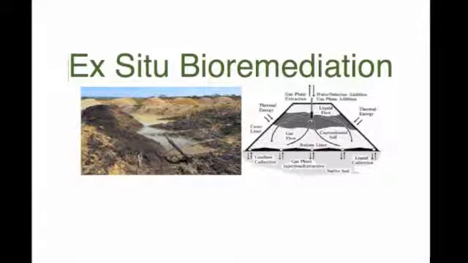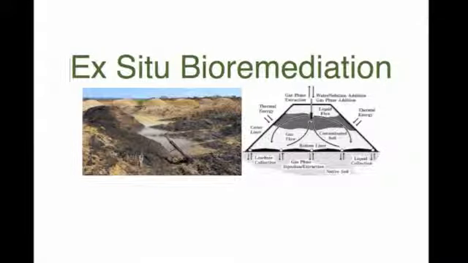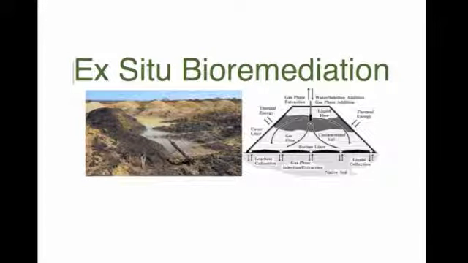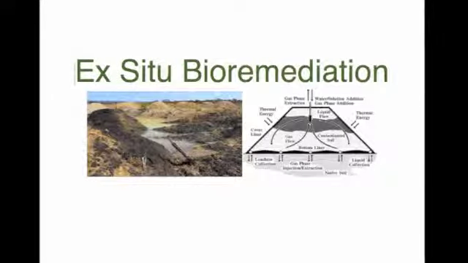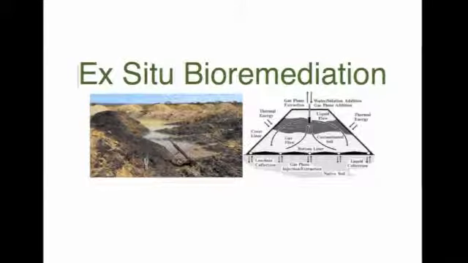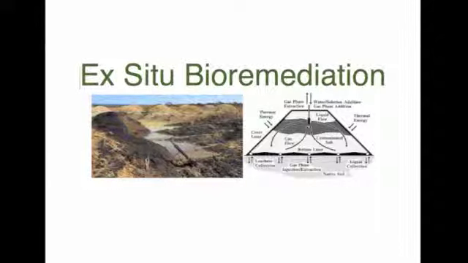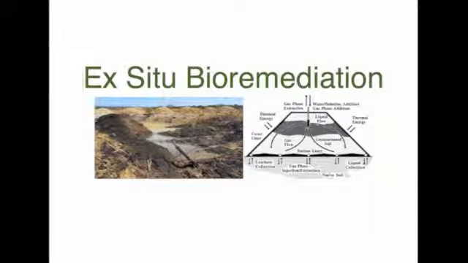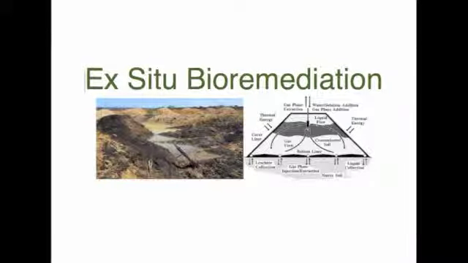Ex situ bioremediation is where the contaminated material is removed from the original site to another area for treatment. Methods of ex situ bioremediation include composting, controlled solid phase biotreatment, slurry phase bioremediation, anaerobic digestion processes, and biosorption of heavy metals.